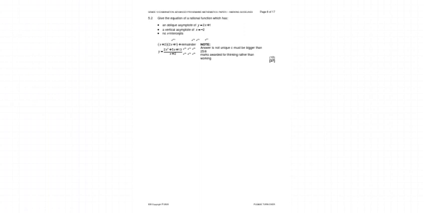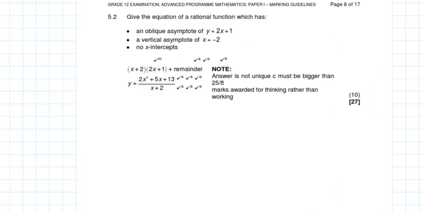Okay, 5.2 is a rational function, given oblique asymptote is there. Vertical asymptote is x plus 2. That means that's in the denominator, x plus 2. Sorry, vertical asymptote is x is equal to minus 2. So x plus 2 must be in the denominator. You see, it could be 2x plus 4 or 3x plus 6, whatever. But x plus 2 is fine.